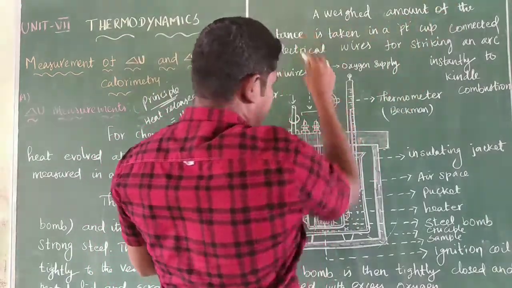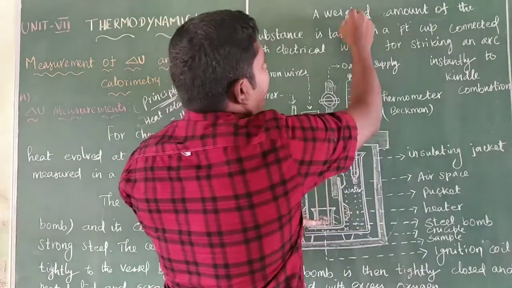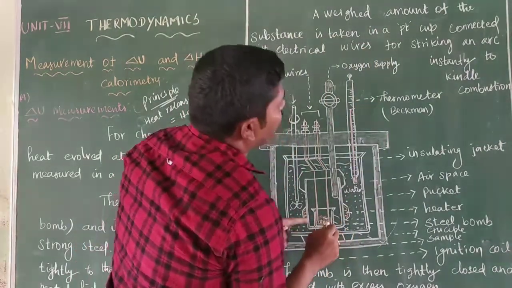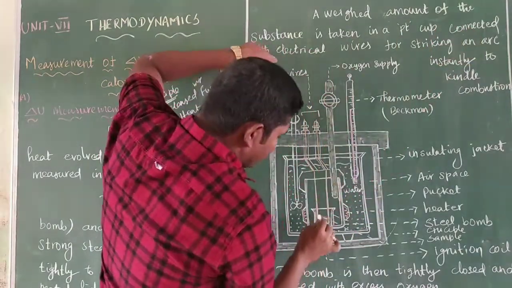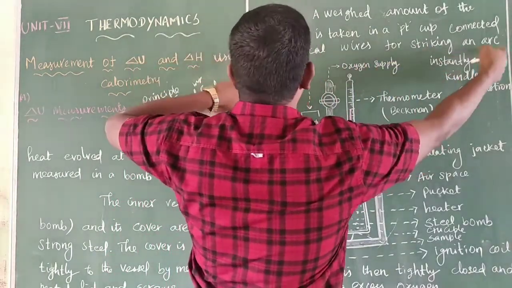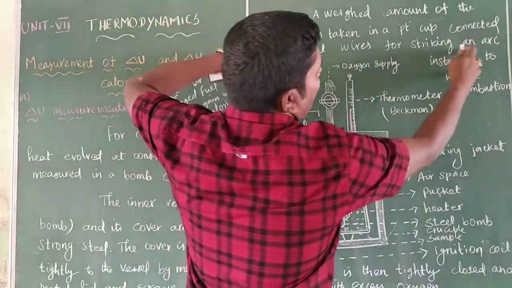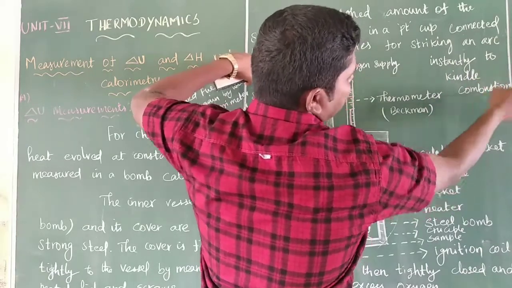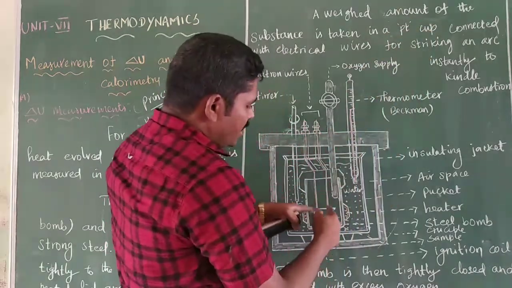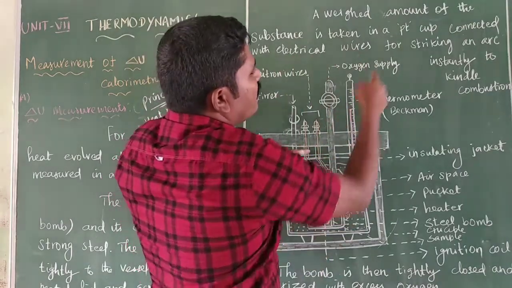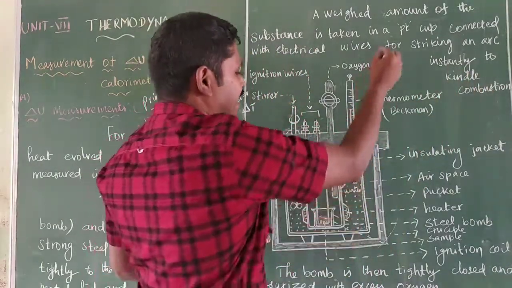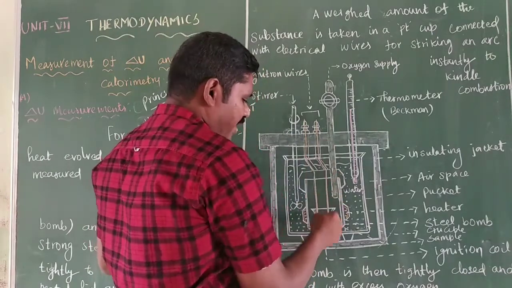The weighed amount of the substance is taken in a platinum cup, connected with electrical wires for striking an arc instantly to kindle combustion. We connect this electrical wire so that the substance ignites immediately.